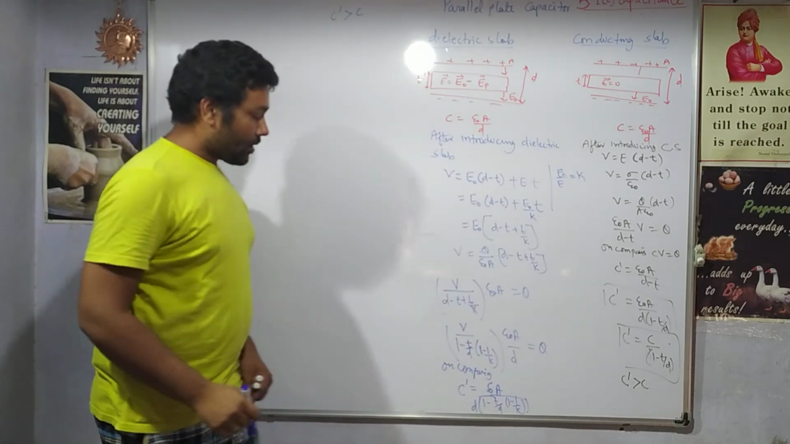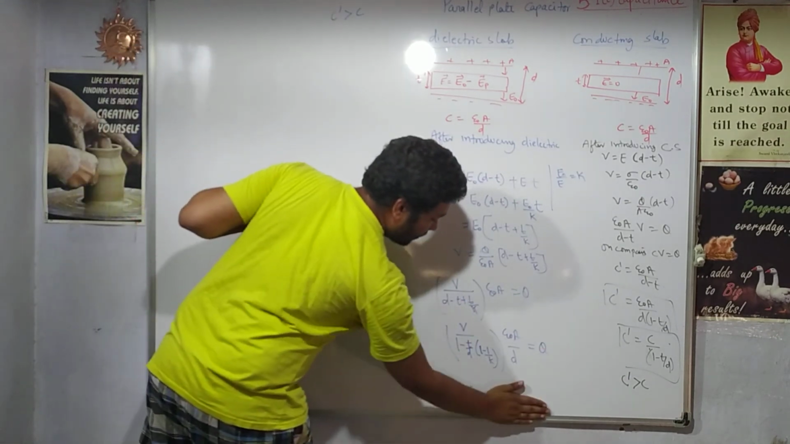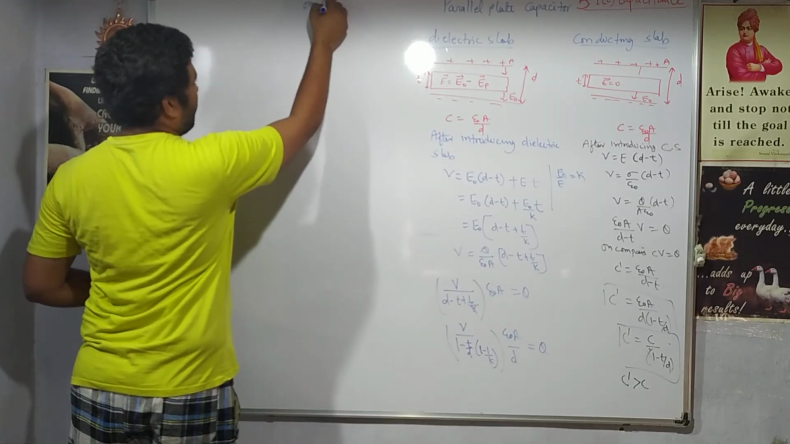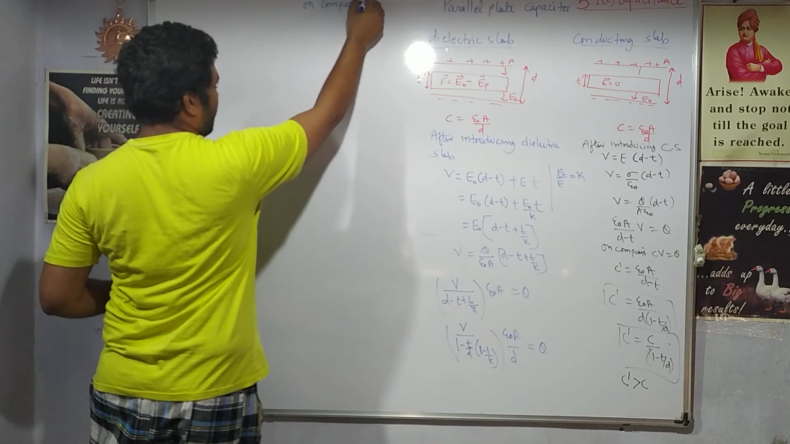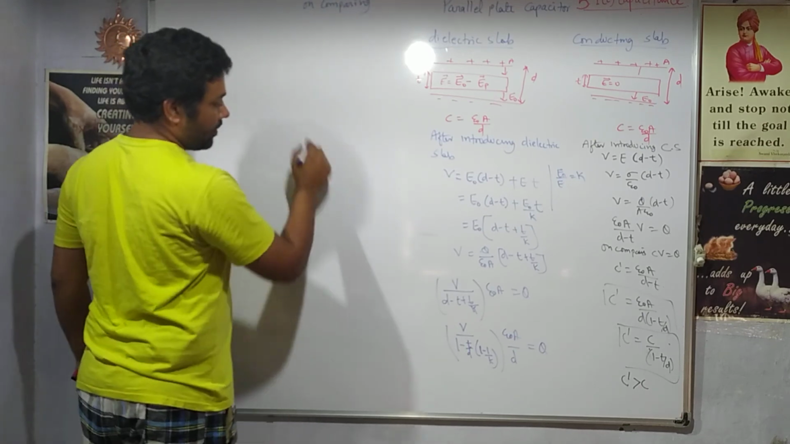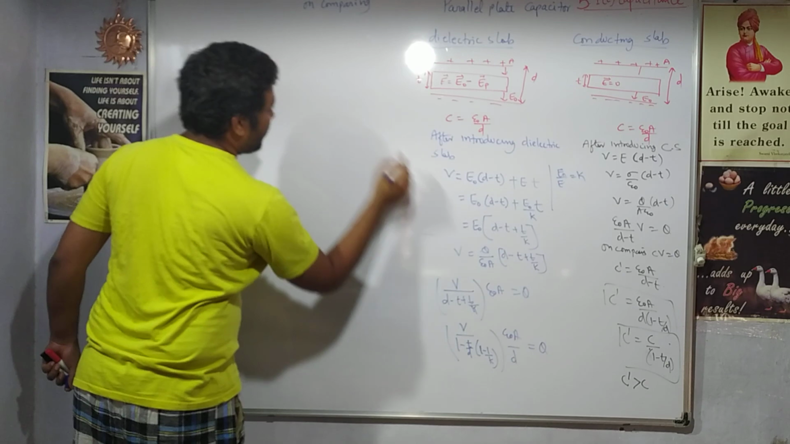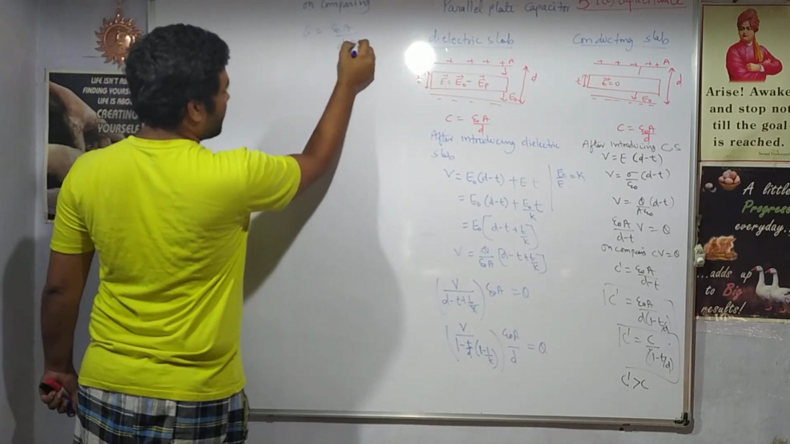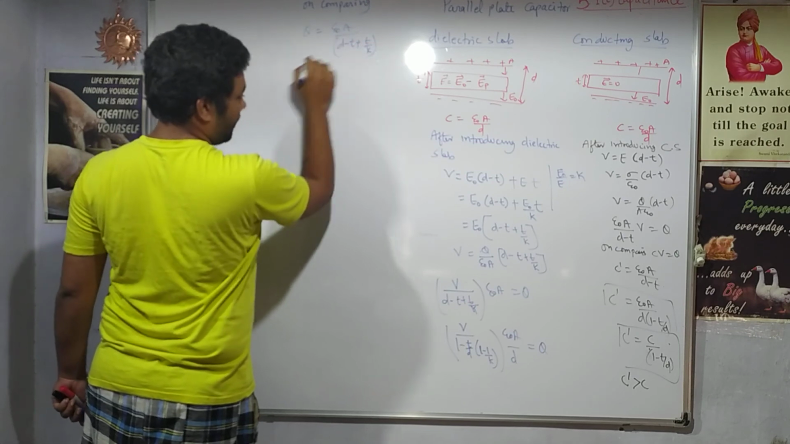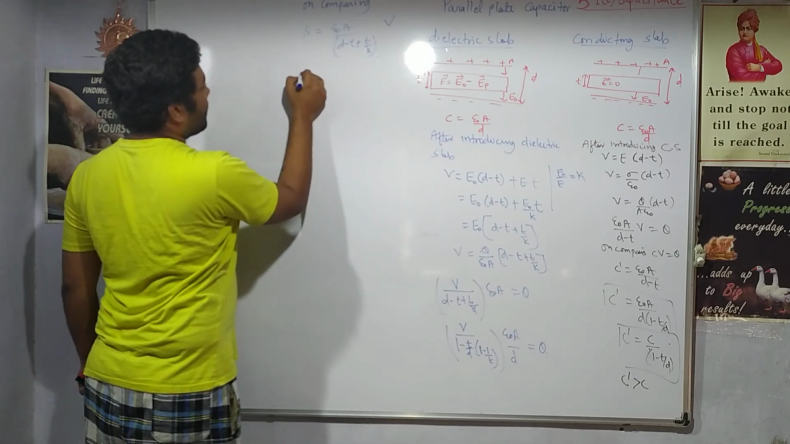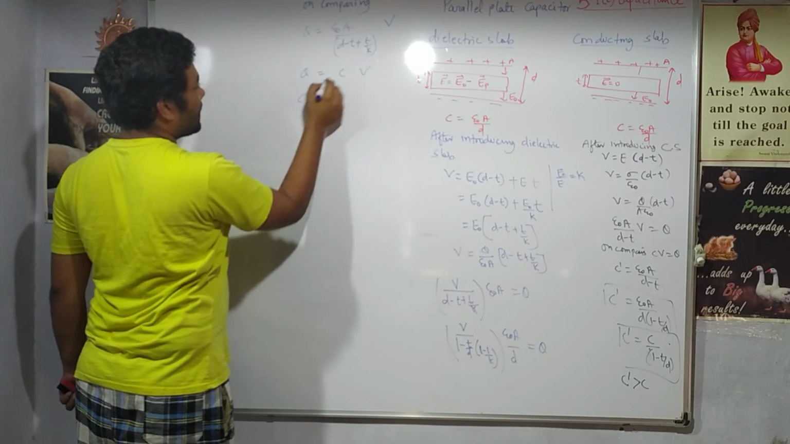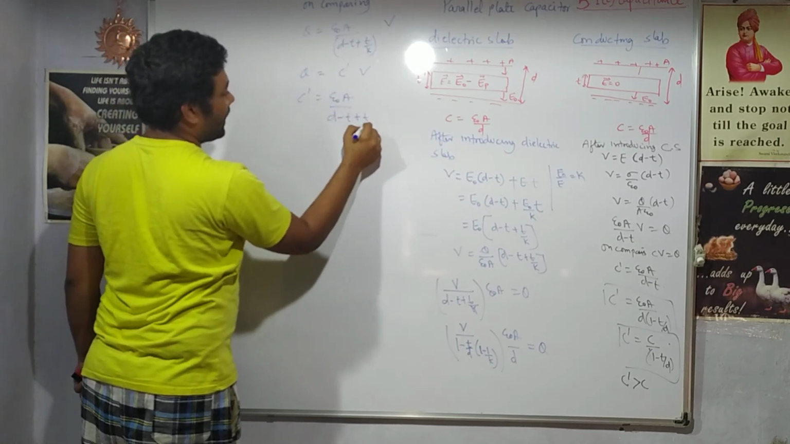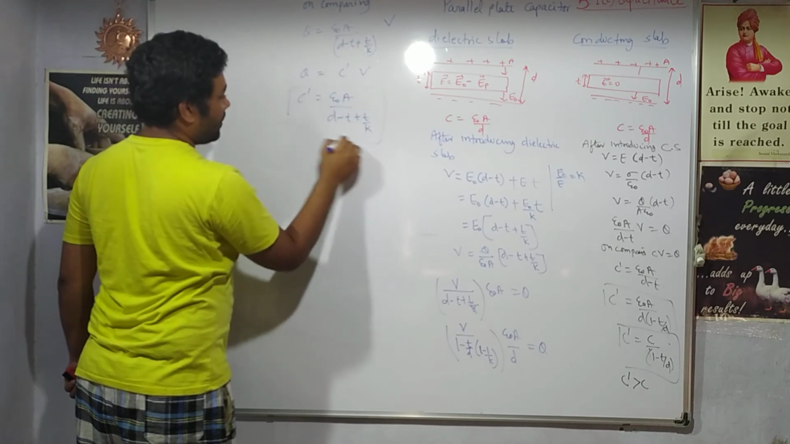I write down this equation once again. It's not looking very clear. So on comparing, it can be written as, from here you can write down Q is equal to epsilon naught A by d minus t plus t by K into V. So on comparing with Q is equal to CV, C dash will be equal to epsilon naught A by d minus t plus t by K. This is the equation, right?